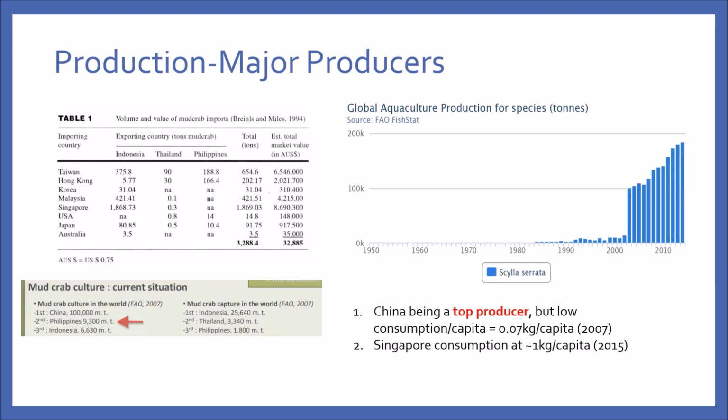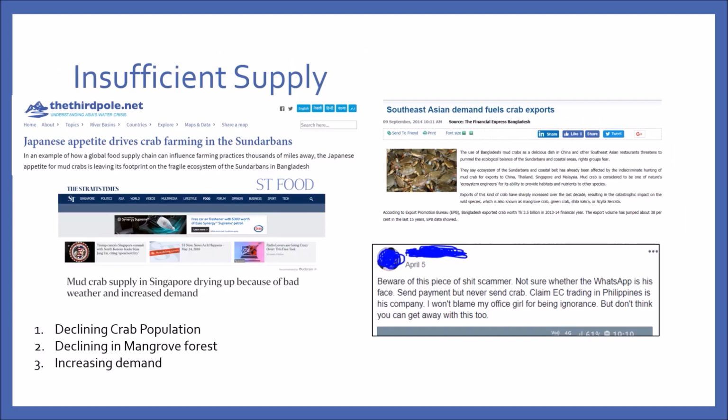The current major producers of mud crabs in the market are China, the Philippines, and even Vietnam. China, despite being the top producer, has one of the lowest consumption rates per capita. They only consume about 70 grams per capita, whereas Singapore is what we call a mature market, consuming about 1 kilo per annum per capita. If China were to grow into a mature market like Singapore, it would probably consume much of the seafood production in the global market.